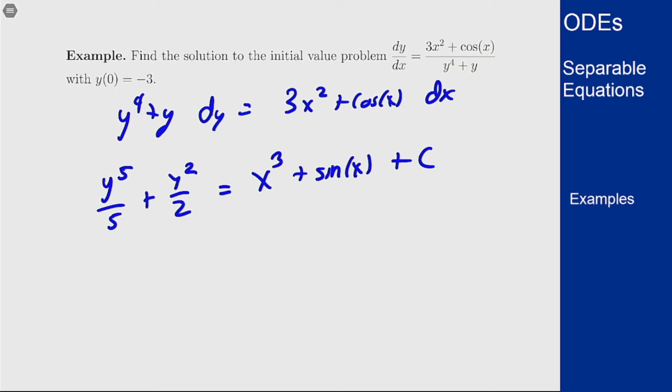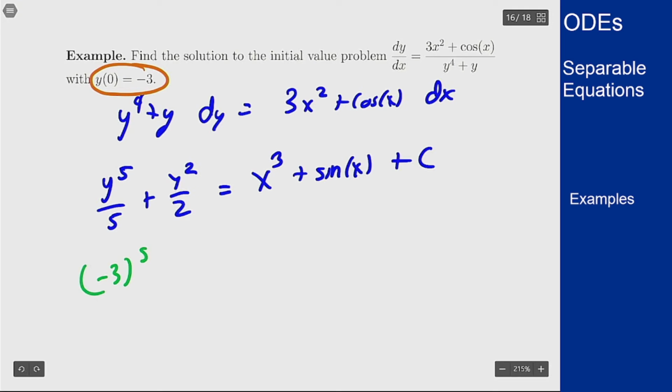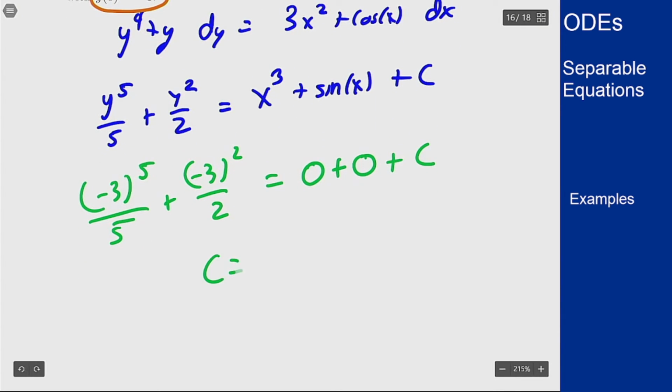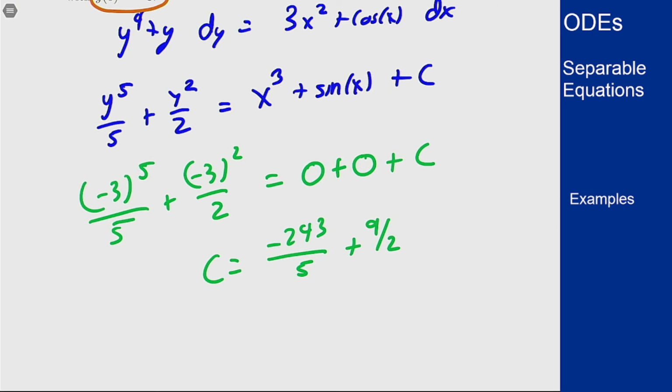So I can now at this point try to satisfy the initial condition and plug in y of 0 equals minus 3. So I want to plug in 0 for x and minus 3 for y to get that I want (minus 3) to the fifth over 5 plus (minus 3) squared over 2 equals 0 plus sine of 0, which is 0, plus c. So that is my value of c. And that is, yes, fairly complicated. So I get that c here is going to be negative 243 over 5 plus 9 over 2. There's no point getting that any simpler because that's going to be a messy fraction anyway.